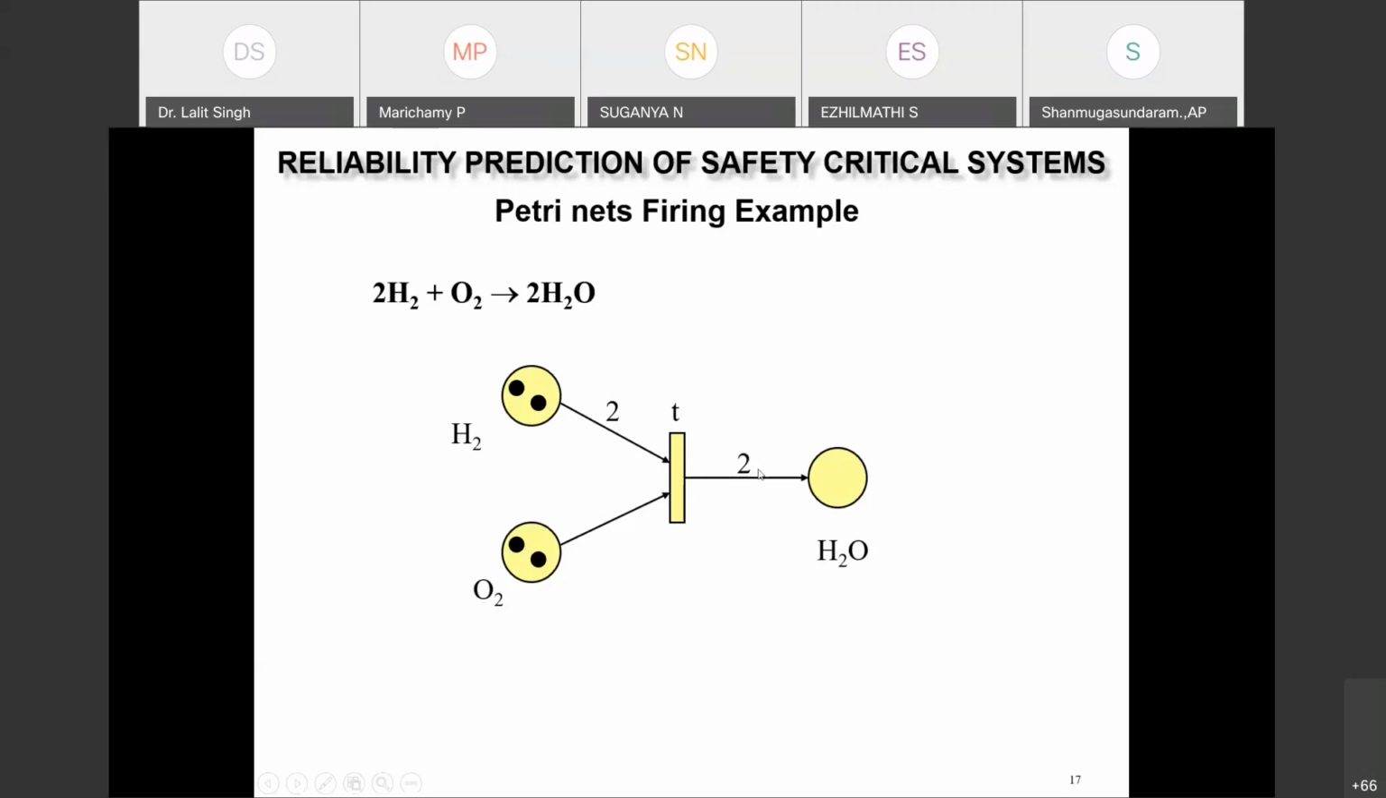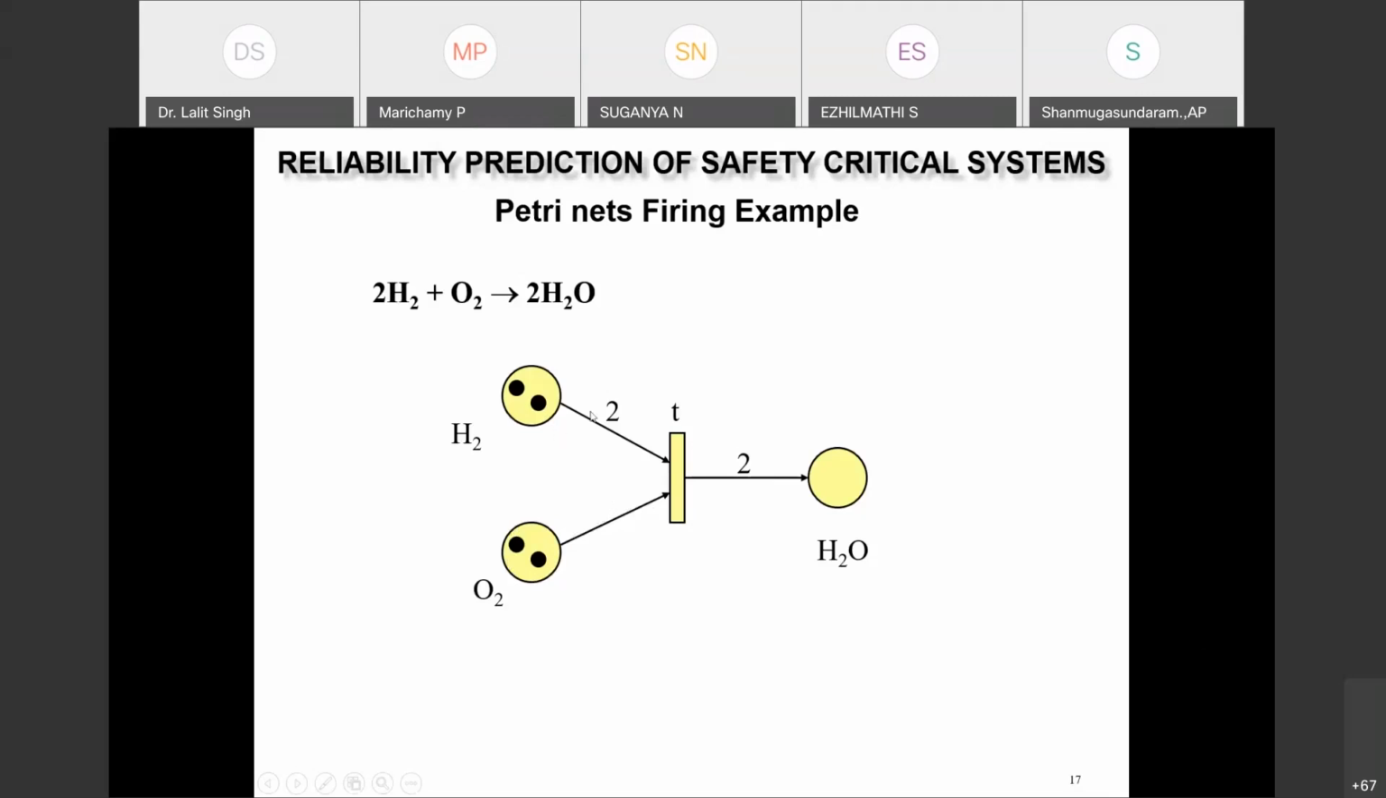Where I have not put the weight, by default it is treated as 1. So you can see in this figure, the arc connecting the oxygen place and transition T does not have any weight, so it is treated as 1. Weight is 1.